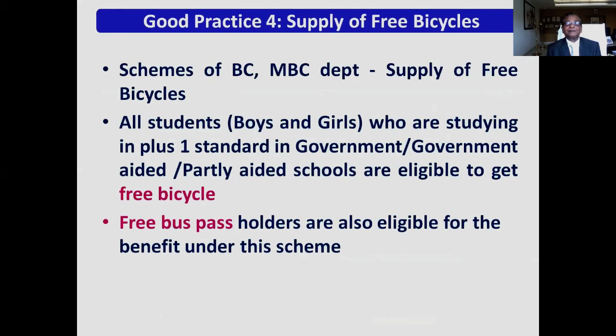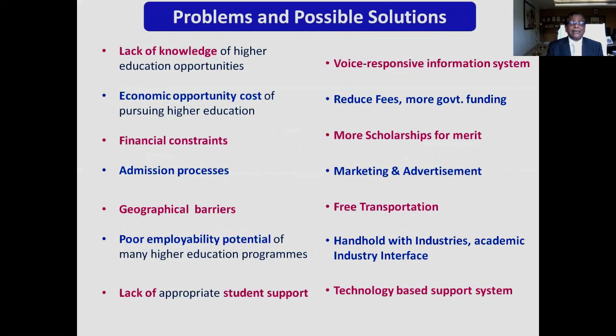Now, good practice 4, the supply of free bicycles. This is mainly useful for many governments, not only the Government of Tamil Nadu. Under the schemes of the backward class and MBC department, they supply free bicycles. All students, boys and girls, studying in +2 standard in government and government-aided schools are eligible to get a free bicycle. Free bus pass holders are also eligible for the benefit under the scheme. Like that, a number of schemes have been introduced in many states, including Tamil Nadu, and these parameters give hope for implementing Education 2020 toward inclusivity and equality.